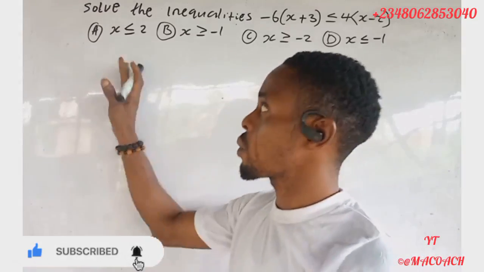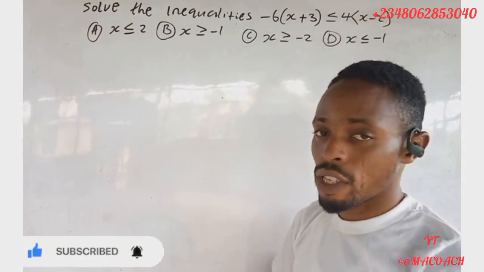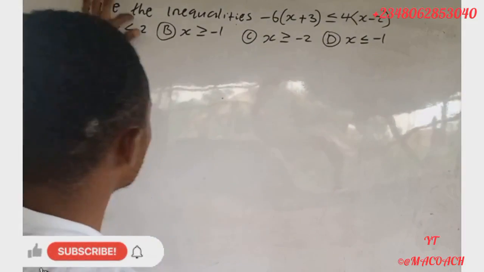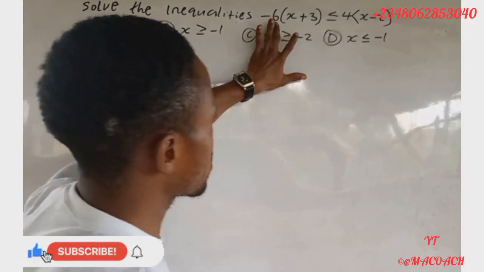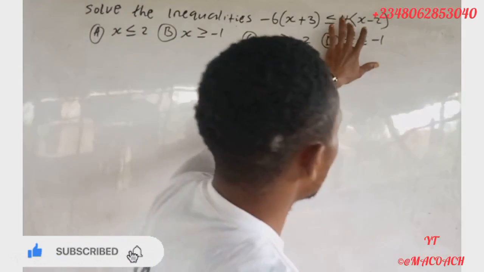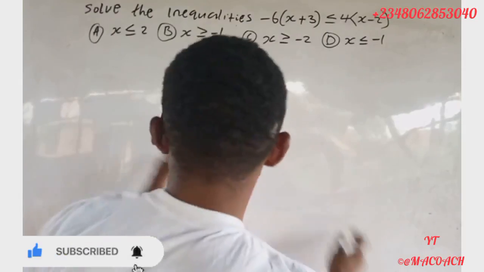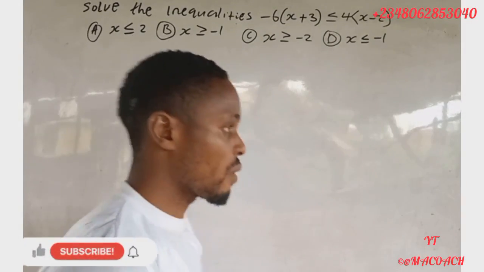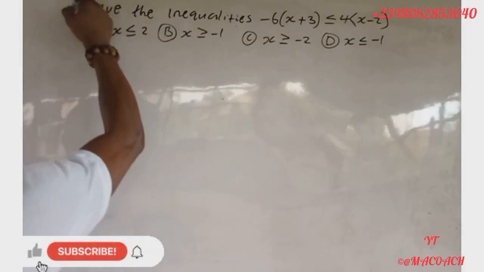This is the first question to be solved in this video. It states: solve the inequality minus 6 into bracket s plus 3 less than or equal to 4 into bracket s minus 2. We have our options here. Let me call this question 1.